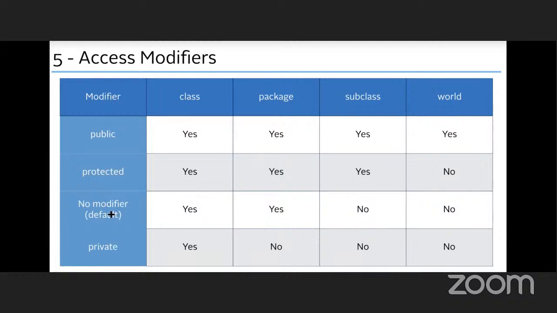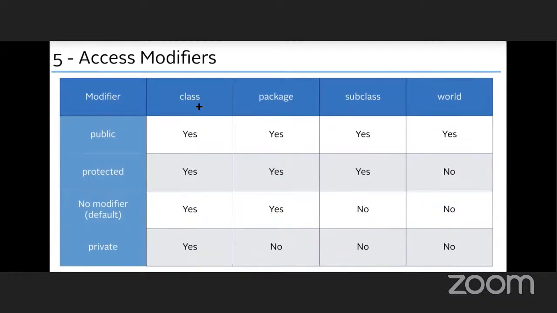When it's default, you can get it from the class, you can get it from the package, but you cannot get it from a subclass, and you cannot get it from the world. When it's private, only inside the class. No one else can get it. Not the same package, not the subclass, not the world. How can you access something from a class that has private methods? Using getters and setters, accessors and mutators. But that's something that we're going to see when we talk more about objects.